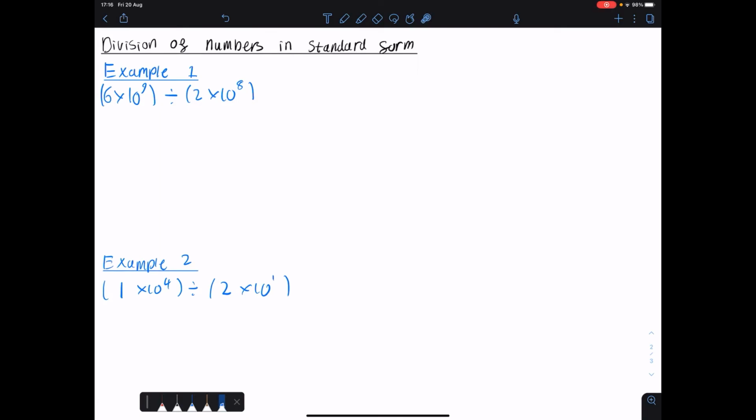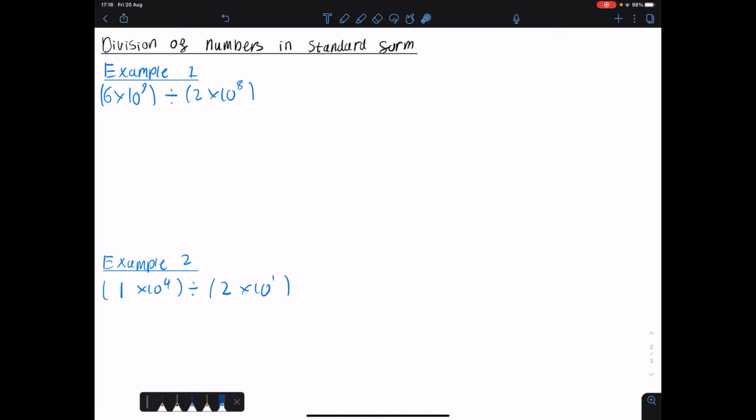Okay, so now we're going to talk about the division of numbers in standard form. If you understood how to multiply numbers in standard form, this should come very easy, as it is a very similar process. In our first example, we're asked to calculate 6 times 10 to the power of 9 divided by 2 times 10 to the power of 8.